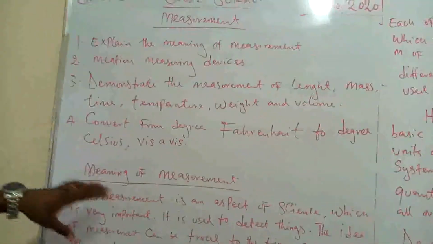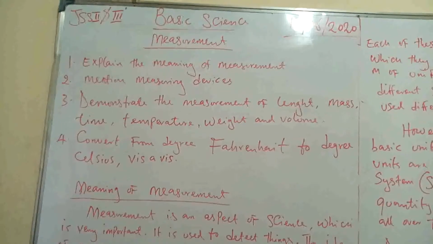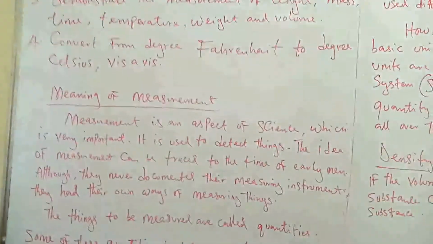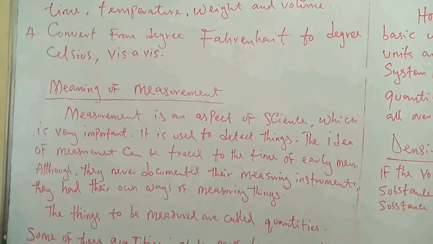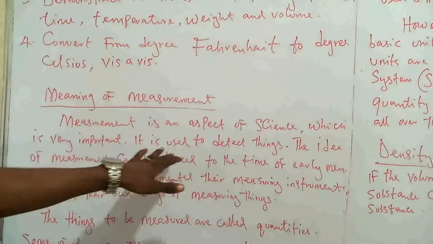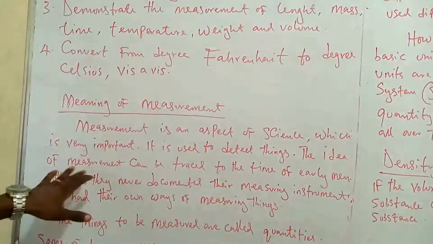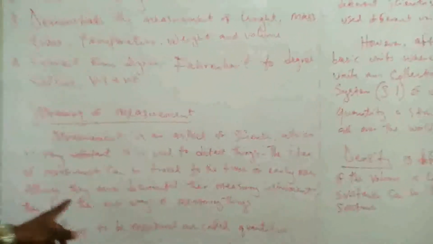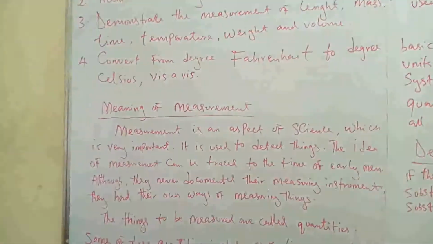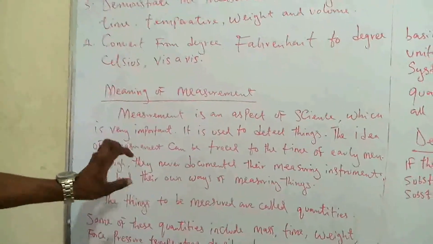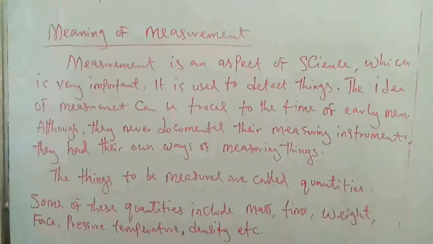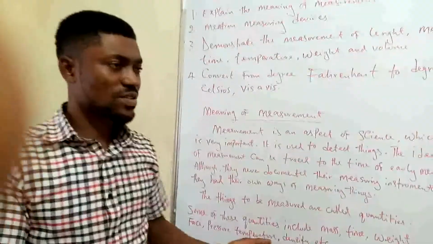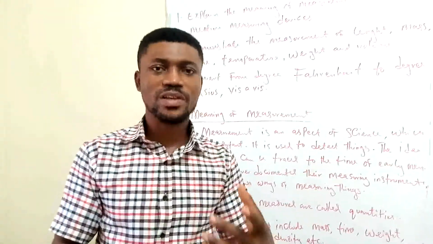Okay, now let's take the first objective: meaning of measurement. What then should be the meaning of measurement? We say measurement is an aspect of science which is very important. It is used to detect things. The idea of measurement can be traced to the time of our early men, although they never documented their measuring instruments or devices. They had their own way of measuring things. So one would ask, what really is measurement?